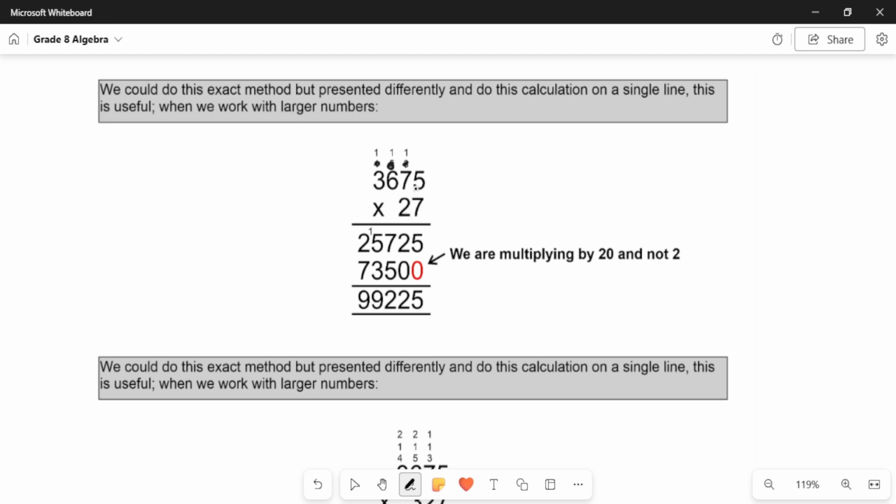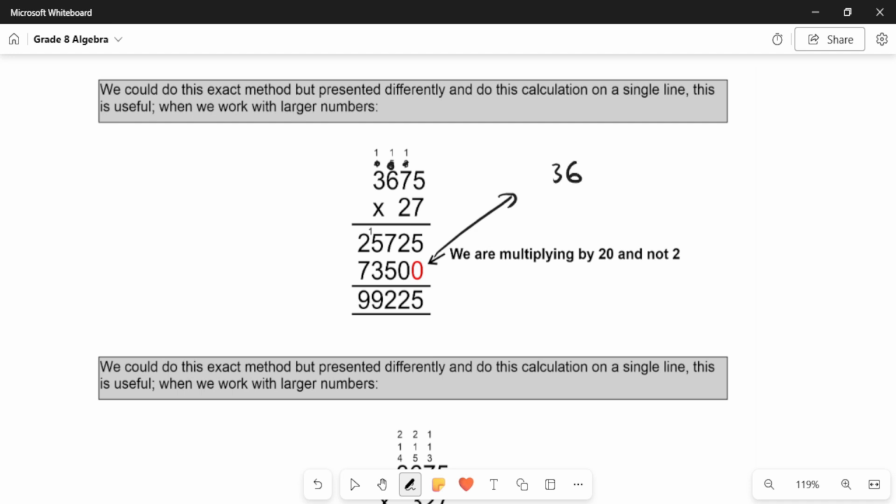Now we're not saying 2 times 5, it's actually 20 times 5. And so when we're multiplying by 20, we have to put the 0 here. Listen to what I'm saying. We have to put the 0 here. And then we can do the calculation as normal, whole number by whole number, because you're not multiplying by 2, you're multiplying by 20. And so we have to represent this part differently.